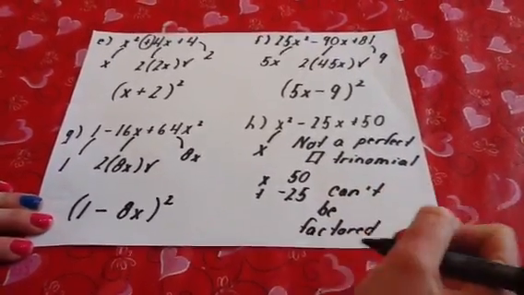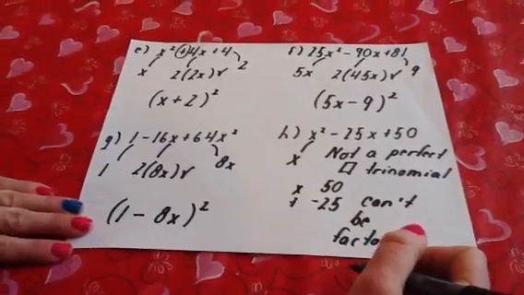So those are examples of difference of squares and perfect square trinomials.